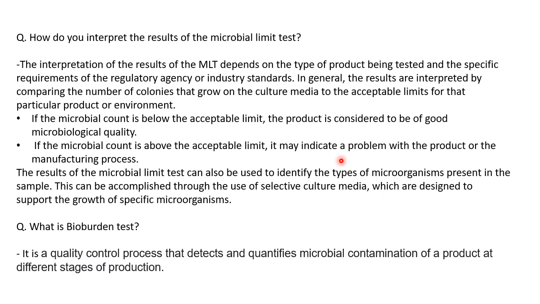Now the results of microbial test can also be used to identify the types of microorganisms which are present in the sample. If you find that one or two specific types of cultures are more in number, growing on your plate, then using the pathogen testing or some other identification test, you can identify the type of microorganisms present in your sample, and then you can report and take action on that. This can be accomplished through the use of selective culture media which are designed to support the growth of specific microbes. That is what I just explained.